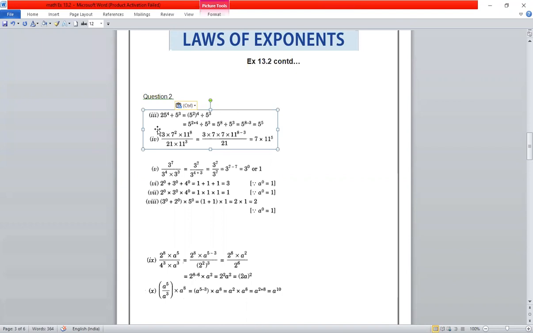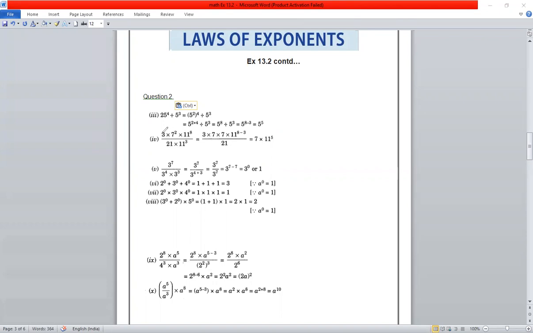In the third question, we have to use the laws of exponents to solve the questions. Let us go for the third question here. In the third question, we have 25 to the power, this we have already done. This third question we have completed. Let us go to the fourth question. I think the fourth question also we have completed.